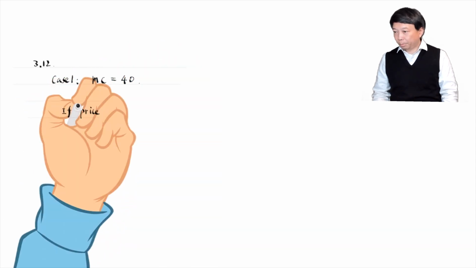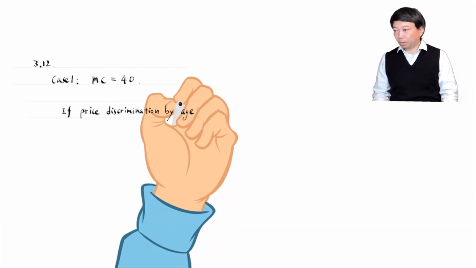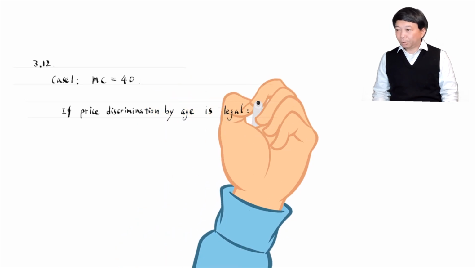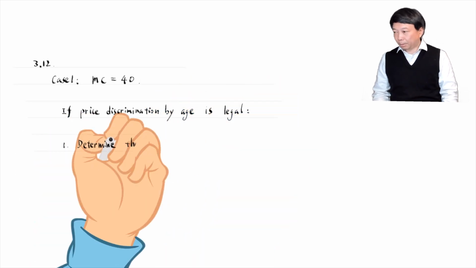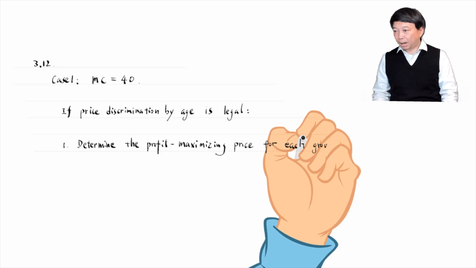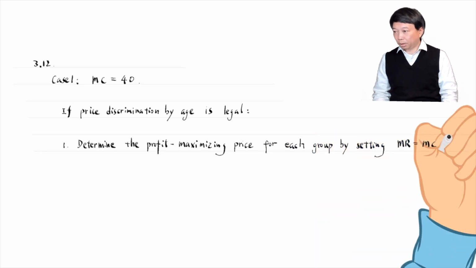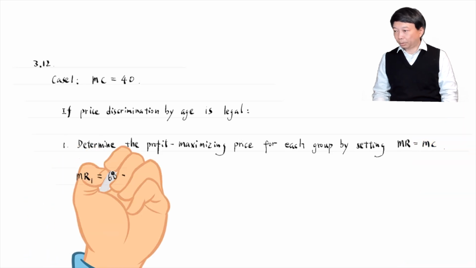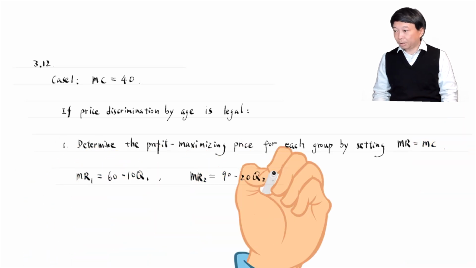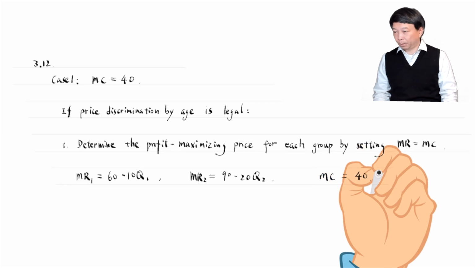If price discrimination by age is legal, we determine the profit maximizing price for each group by setting the marginal revenue equal to the marginal cost for each group. We can obtain the optimal output and price for the senior group and the other group.